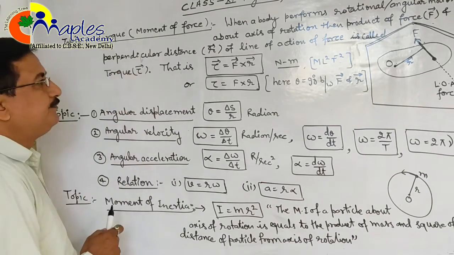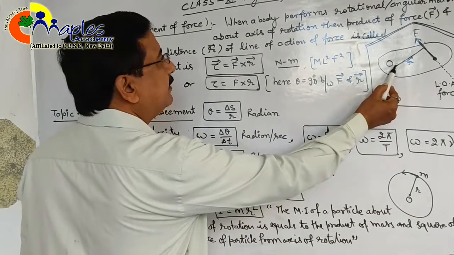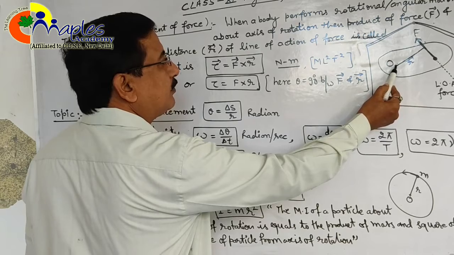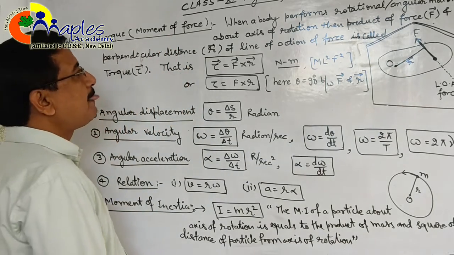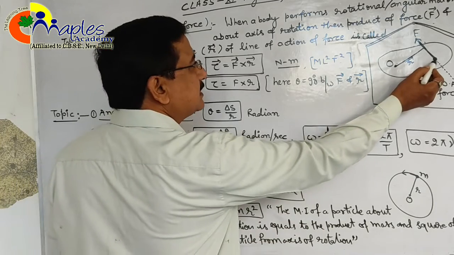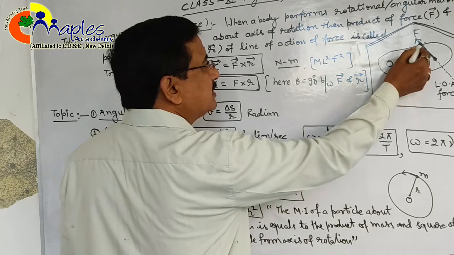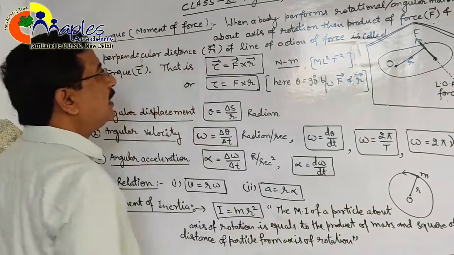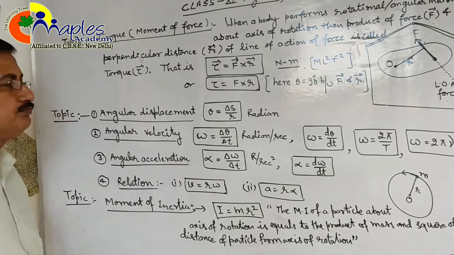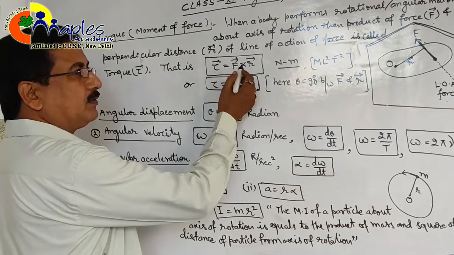Then what is torque? When a body performs rotational motion about a fixed point called point of rotation, and the axis passing through this is called axis of rotation, then the product of force applied on the body and perpendicular distance of line of action of force from axis of rotation is called torque. Tau, that is, vector tau equals vector r cross vector F.